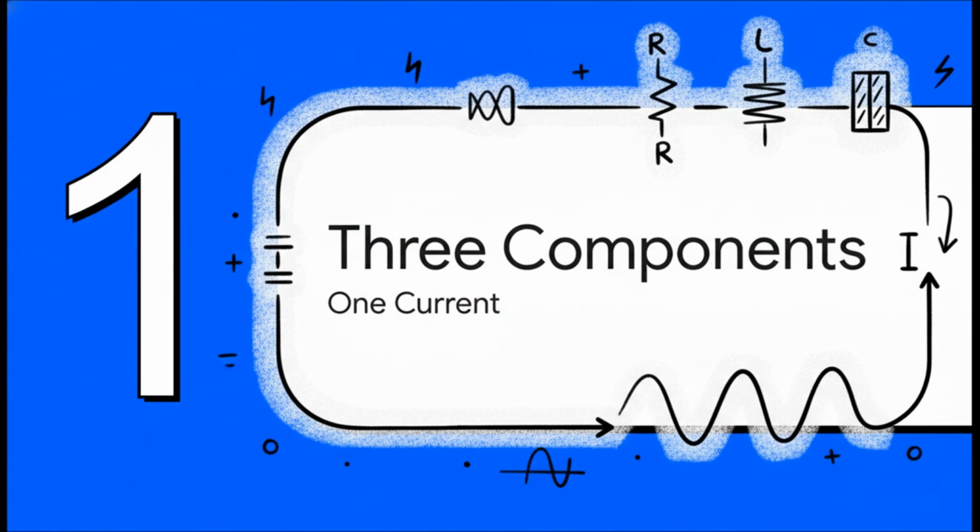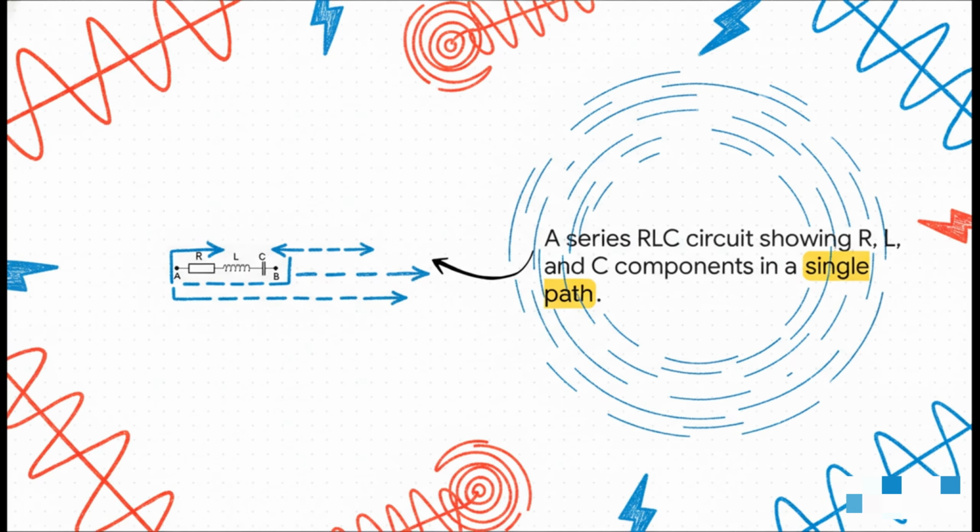Okay, so first things first, let's introduce the three key players in our circuit. We've got the resistor, the inductor, and the capacitor. So in a series RLC circuit, just like you see here in the diagram, these three components are all connected end-to-end in a single loop. And what's so important about that? Well, it means the exact same current has to flow through each one of them at any given moment. This is a really foundational concept that everything else we talk about is going to build on.